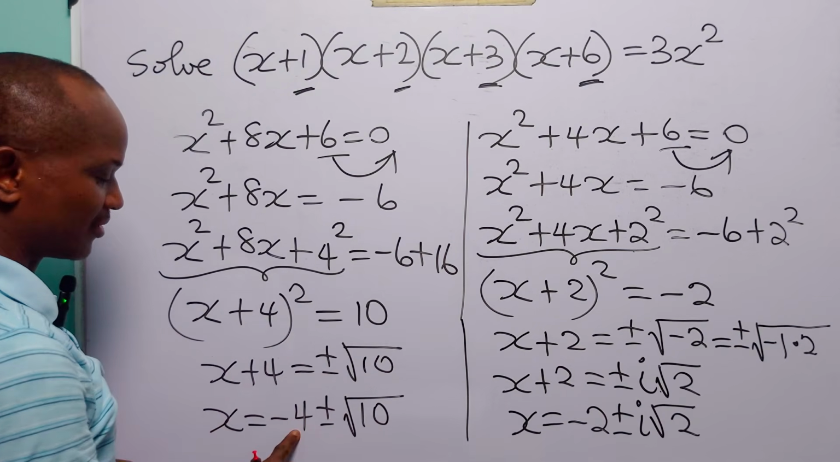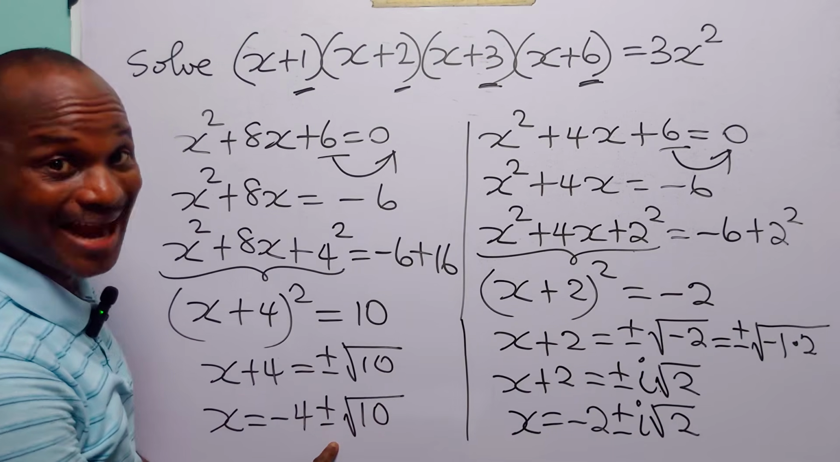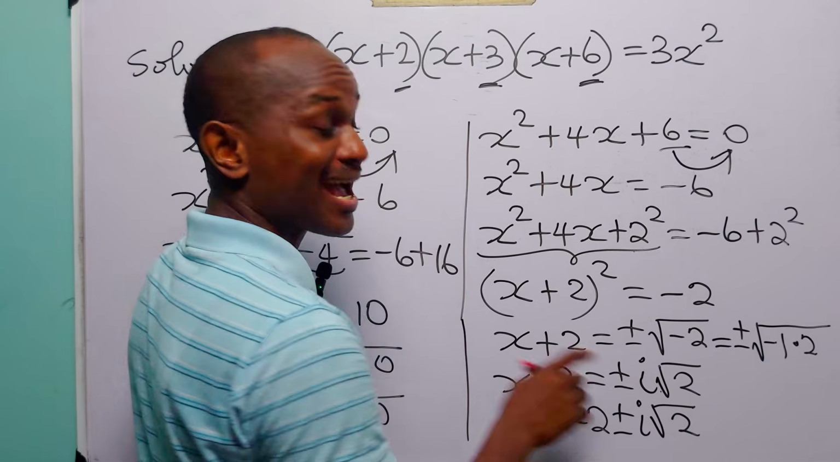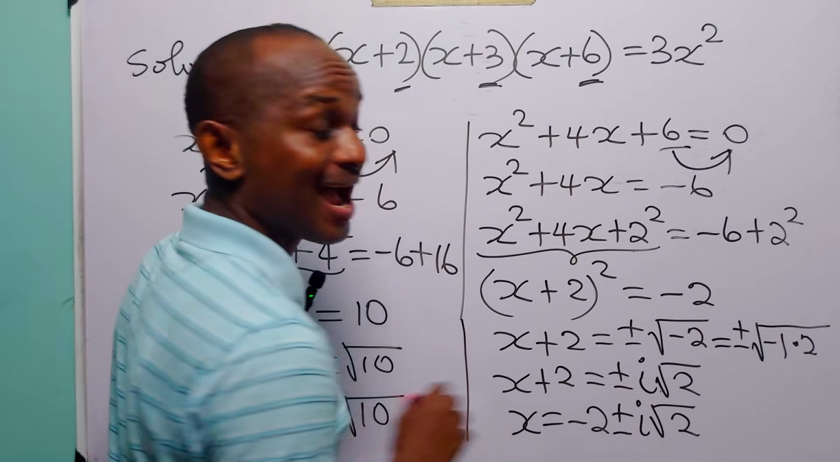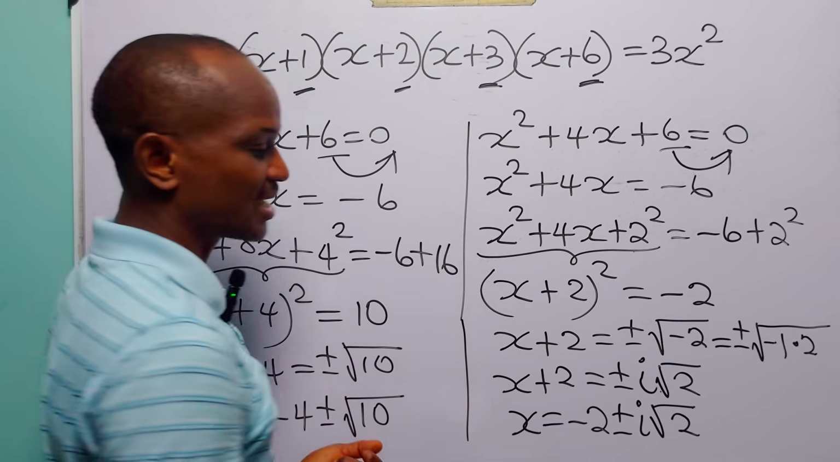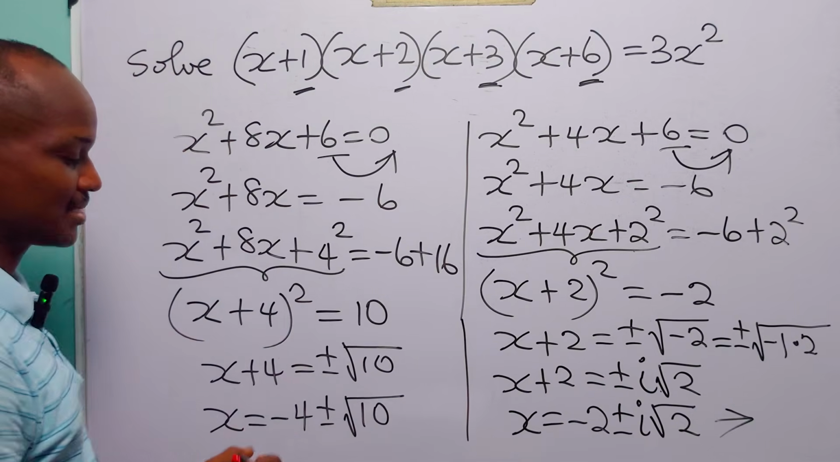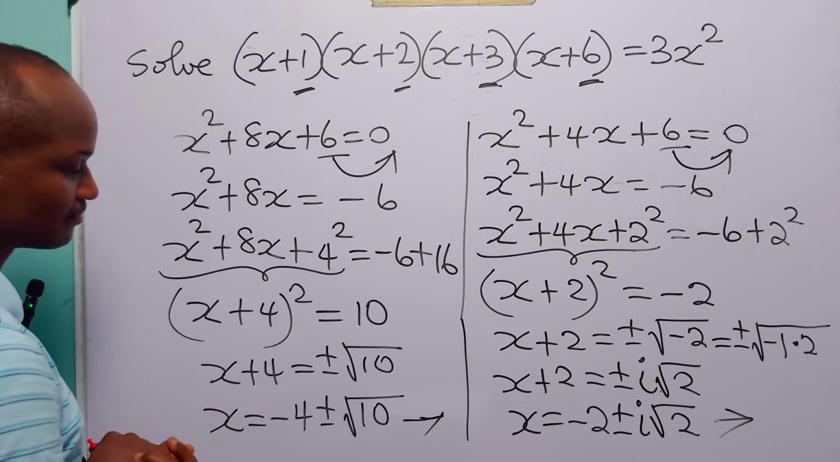x equal to minus 4 plus root 10. x equal to minus 4 minus root 10. x equal to minus 2 plus i root 2, and x equal to minus 2 minus i root 2. Obviously, you can see that 2 of the solutions are complex, while 2 of the solutions are real.